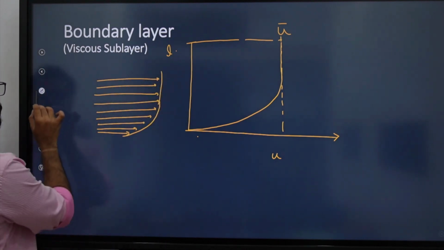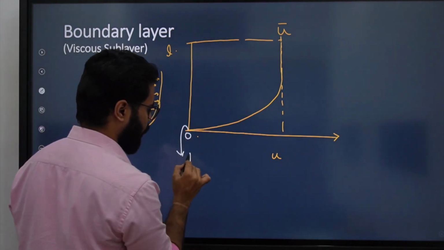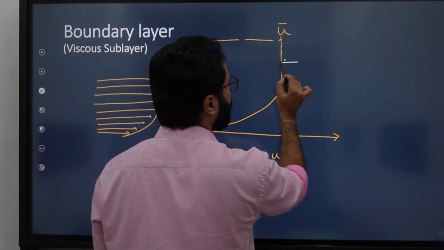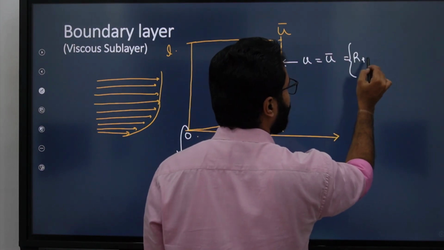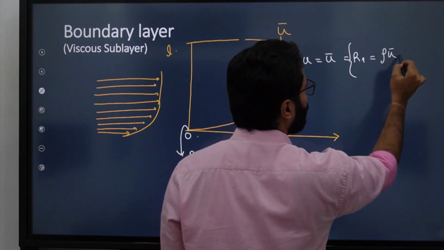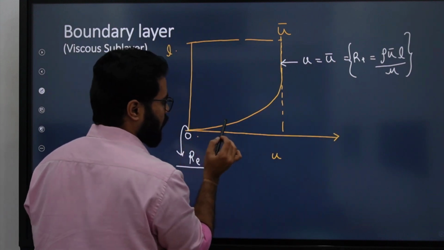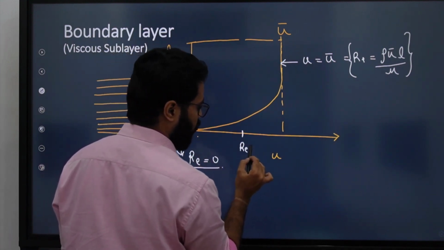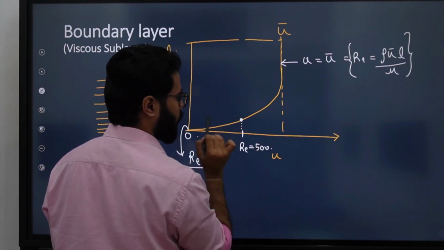All right. So as we know, at this point velocity is 0, so Reynolds number will be 0. Okay. At this point velocity is maximum or average, so Reynolds number is going to be rho u L by mu. Okay. Somewhere say here, let us assume Reynolds number is 500. So till there.